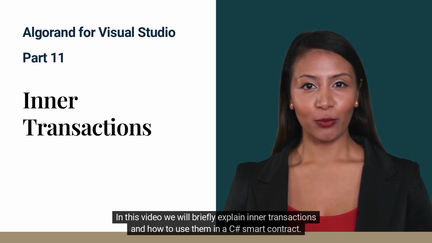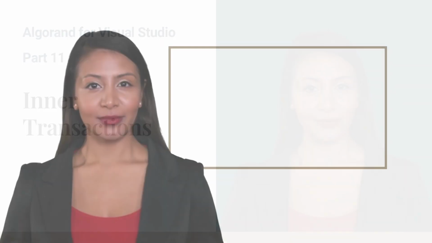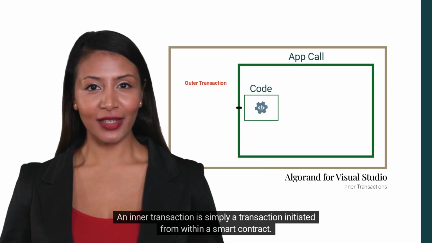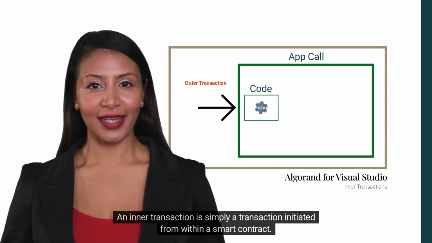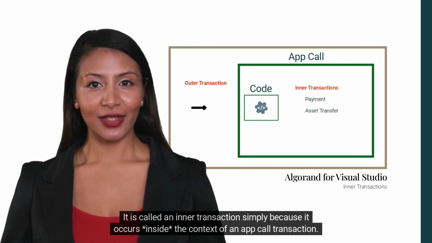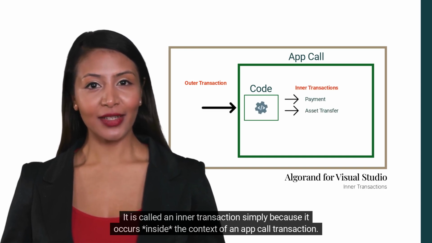In this video, we will briefly explain inner transactions and how to use them in a C# smart contract. This is an app call transaction. An inner transaction is simply a transaction initiated from within a smart contract. It is called an inner transaction simply because it occurs inside the context of an app call transaction.